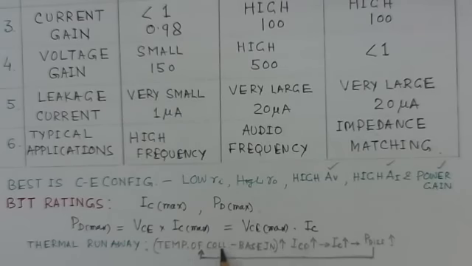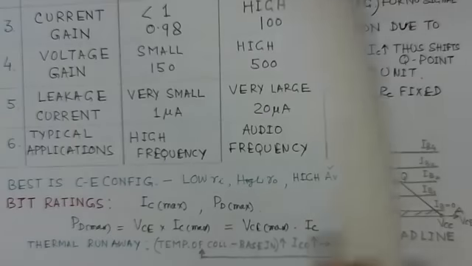What happens is that when the temperature of the collector base junction increases, the ICBO, the leakage current, will also increase. This increases IC, and when IC increases, the dissipation in the collector base junction increases again, and this further increases the temperature of the collector base junction. This is a positive feedback kind of continuous cycle, and if this happens, the transistor gets damaged.